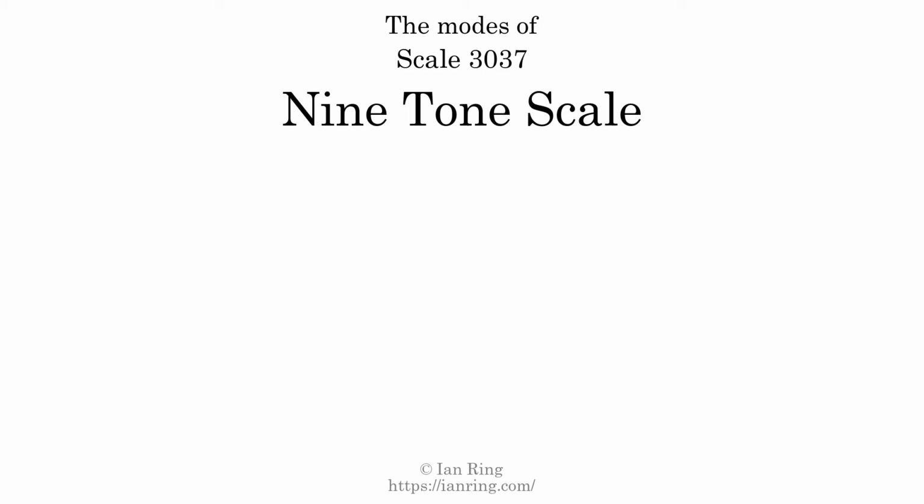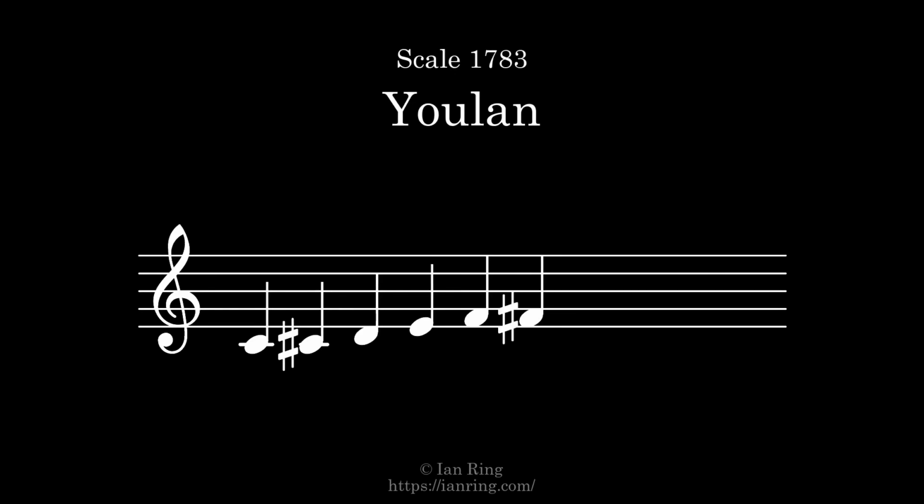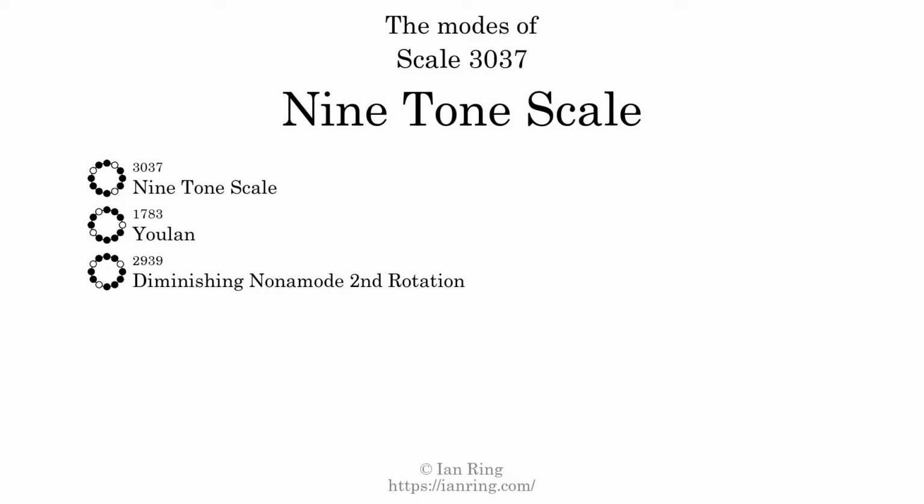This scale has 9 modes. The first mode is itself. The second mode is scale 1783, also known as Ulan. It sounds like this. The third mode is scale 2939, also known as diminishing nonomode second rotation. It sounds like this.